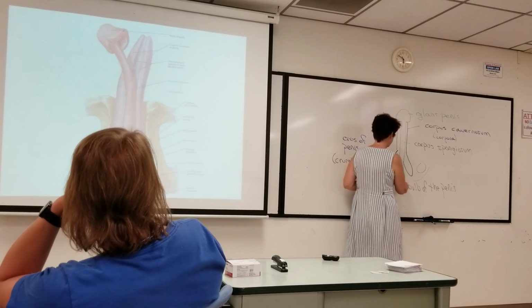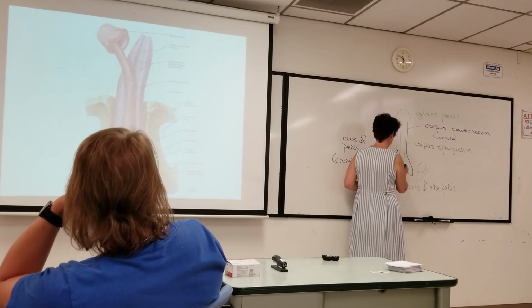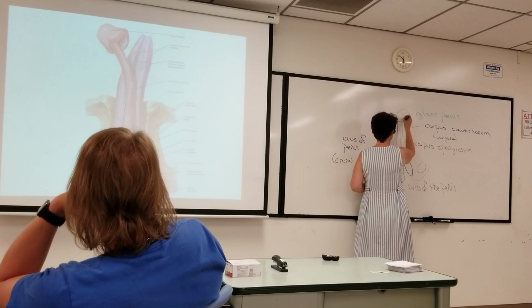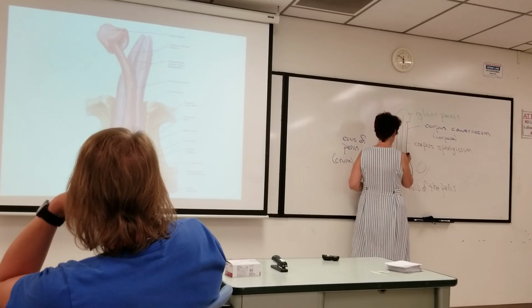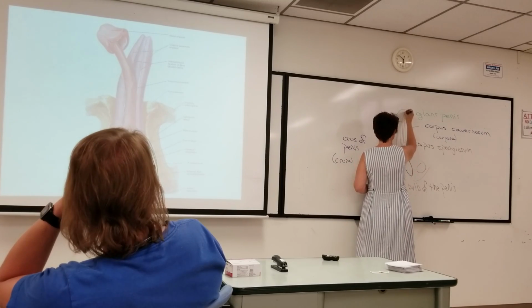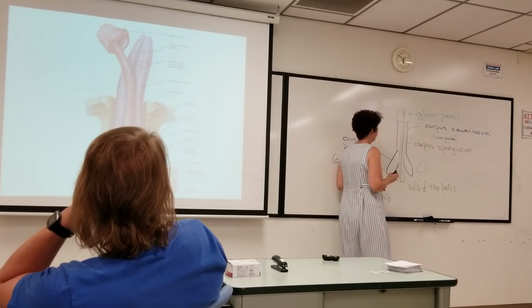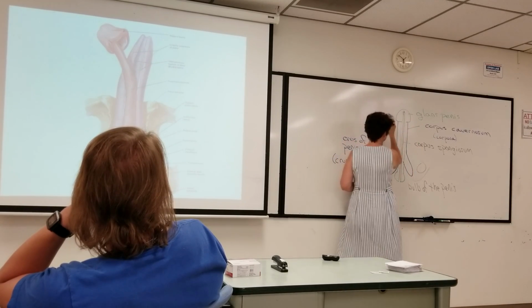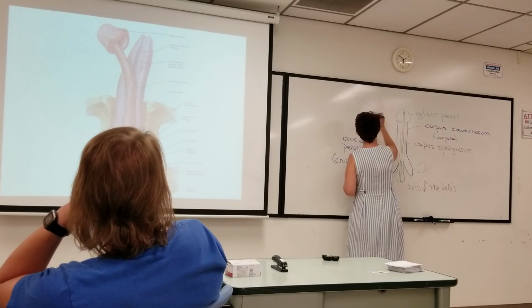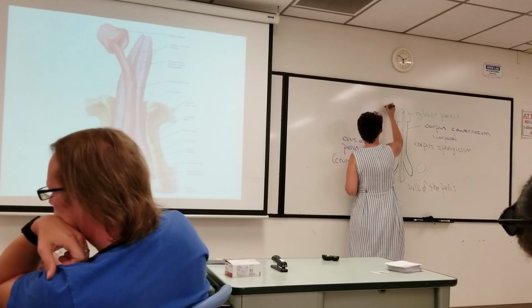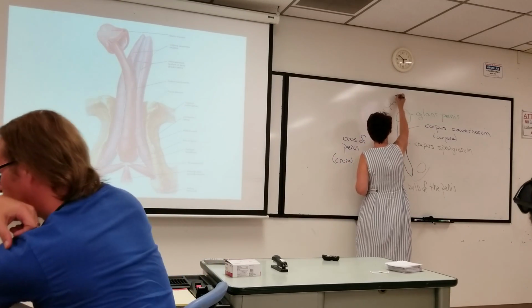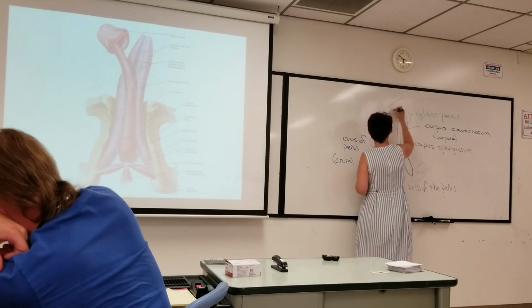So it's going to enter the bulb and be found within the corpus spongiosum and then exit just on the slightly inferior aspect, ventral aspect rather, of the glans penis. So spongy or penile urethra.